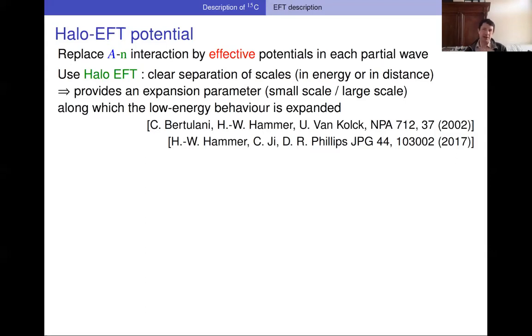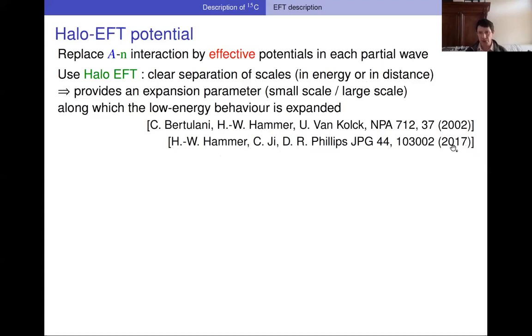And if you want to look at that in distance, so in coordinate space, then what you would have is a compact core, so a small core, to which is added a diffuse halo that extends to large distances. So you can see the separation of scale from the two points of view. And the idea of effective field theory in general is to say you can expand your Hamiltonian or your interaction in a small parameter, which is a small scale divided by the large scale. And this idea was suggested by Carlos Bertulani, Hans-Werner Hammer, and Bira van Kolck in 2002.